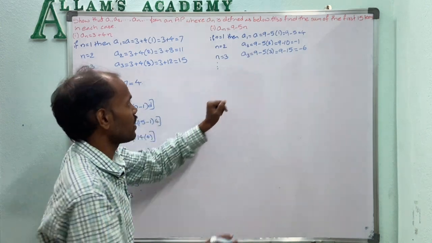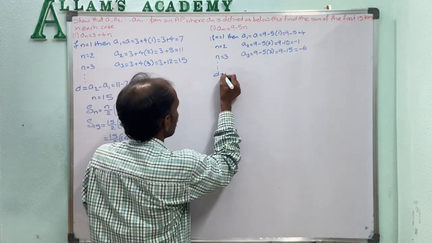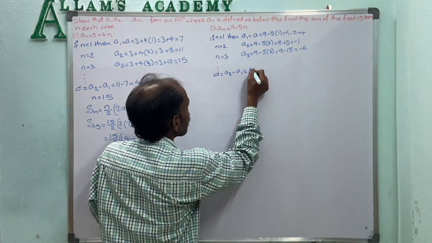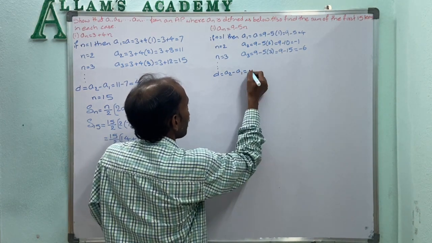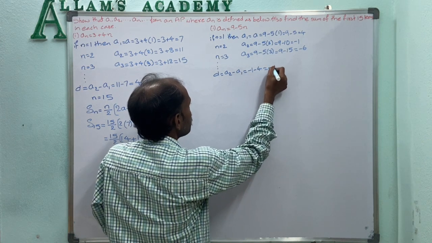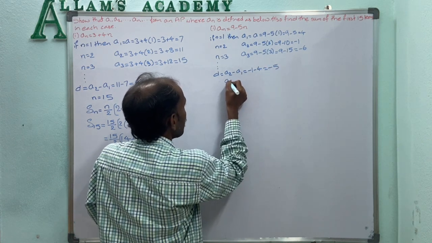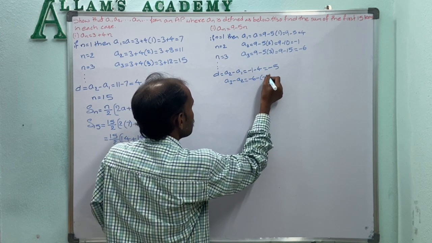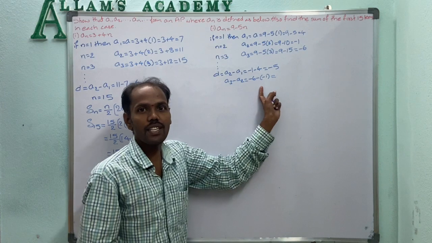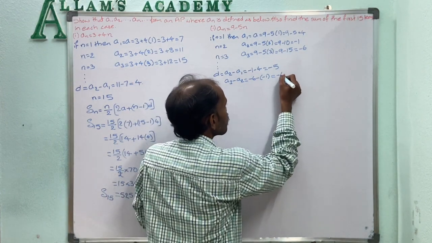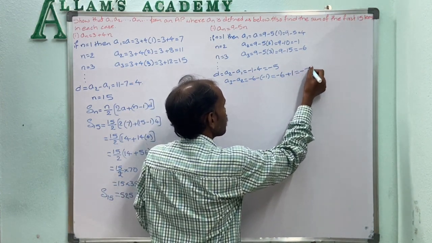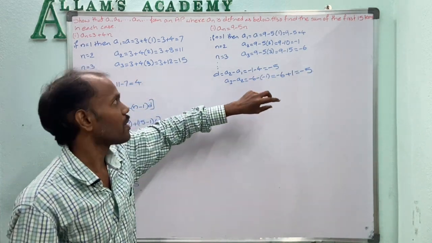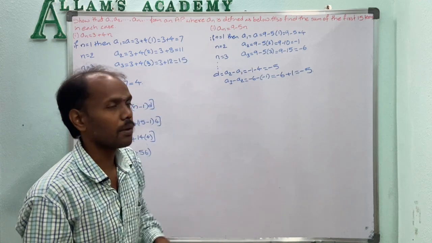Now we find the common difference: d = a2 − a1, that is −1 − 4, which equals −5. Otherwise, a3 − a2, that means −6 − (−1). Minus of minus 1 is plus 1, so −6 + 1 = −5. So the common difference is the same, and it forms an arithmetic progression.